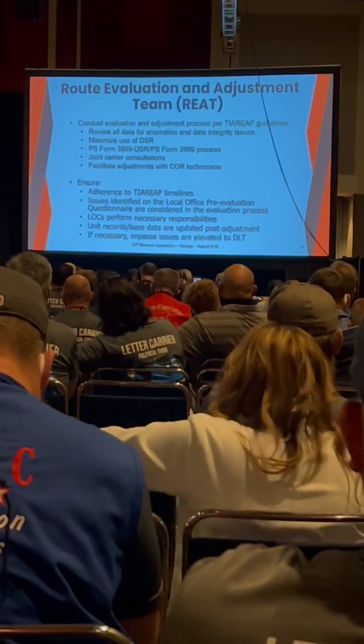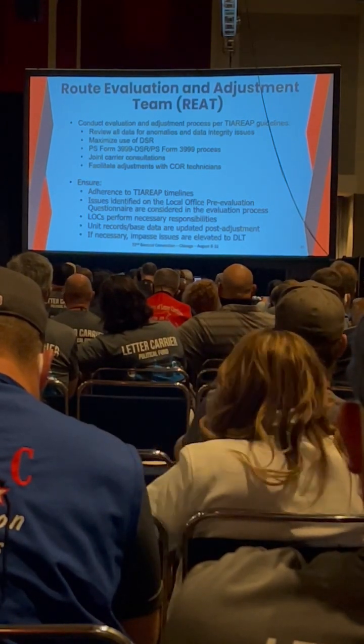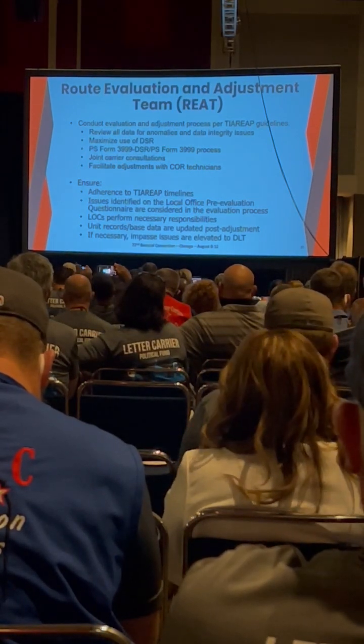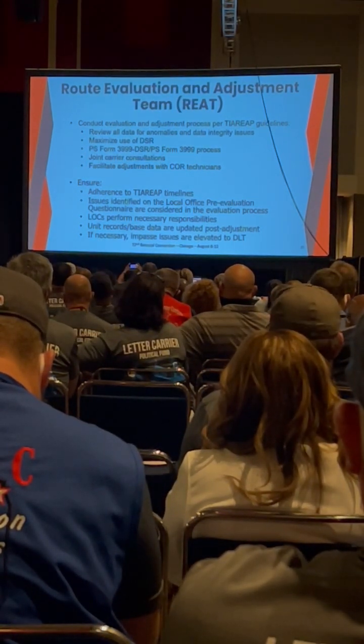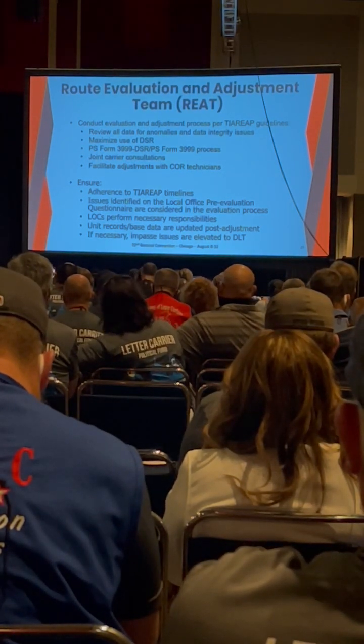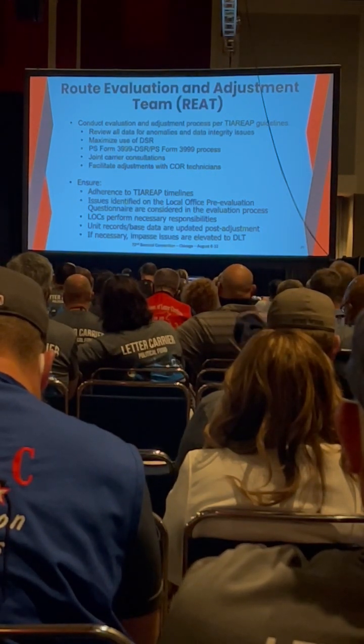So the route evaluation and adjustment team also conduct the evaluation, review all data for anomalies and data integrity issues. This is where they really get into evaluating, right? They're looking at all the data. So they want to make sure that the data that they're looking at is accurate, that it's not flawed. If it is, they jointly agree to remove the anomalies.